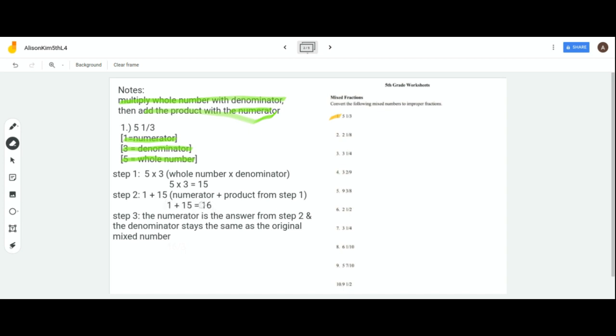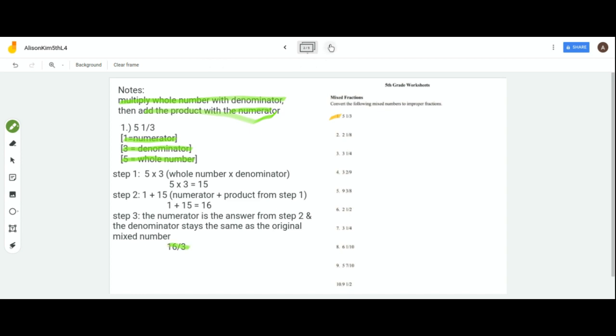Now, let's move on to step 3. The numerator is the answer from step 2, and the denominator stays the same as the original mixed number. So the numerator, the number on top for the final answer, will be 16, but the denominator will stay the same as the original, which is 3. So your final answer for number 1 will be 16 over 3. That is your final answer. Here, let me highlight it so that it's easier to see.